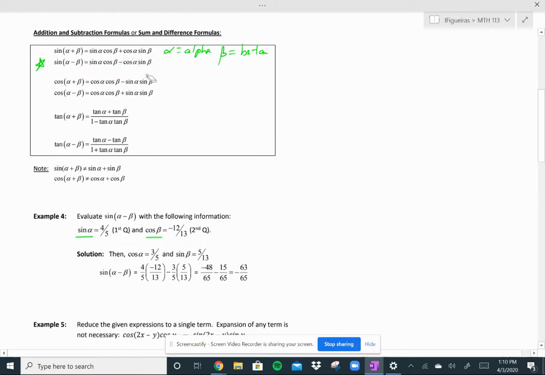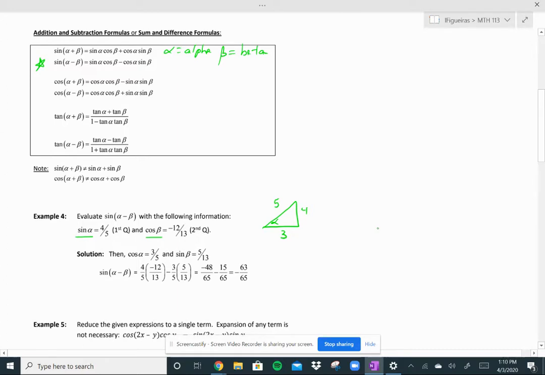So I'm going to use my right triangle to figure that out. So here's alpha. Remember, sine is opposite over hypotenuse. So in order for me to determine what cosine of alpha is, I need to know what the leg is that's horizontal. This is one of those special triangles, 3, 4, 5. So I know that it's 3. You could also figure it out with the Pythagorean theorem.